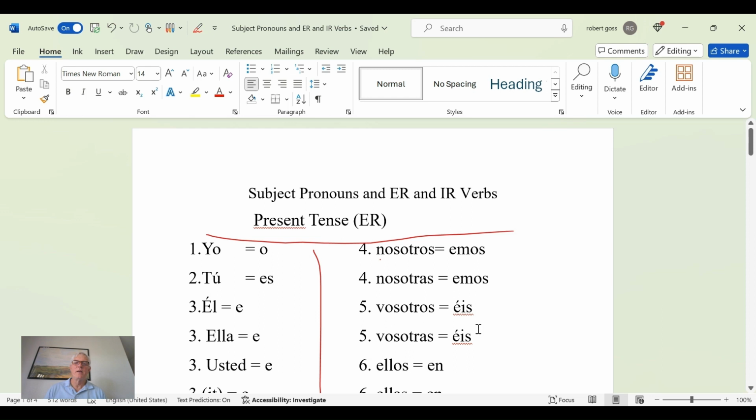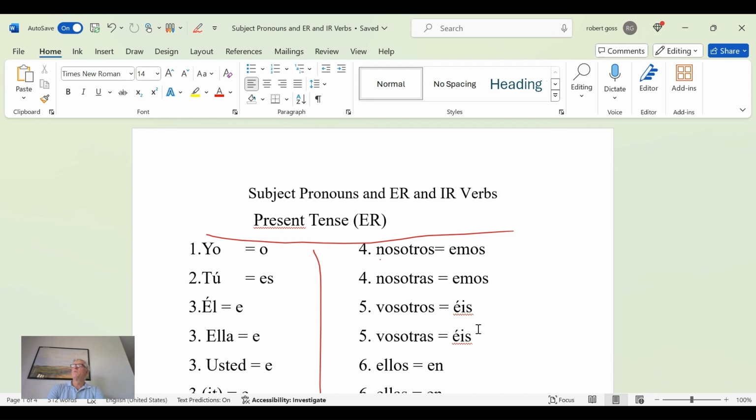We're going to figure out how to do ER and IR verbs with the subject pronouns. If you have looked at the other lessons before, we've already done a lesson on AR verbs with the subject pronouns. And we said that every verb in Spanish is either going to end in an AR, ER, or an IR. Well, we're going to learn a pattern where we can do the verbs that end in ER and a pattern for the verbs that end in IR.